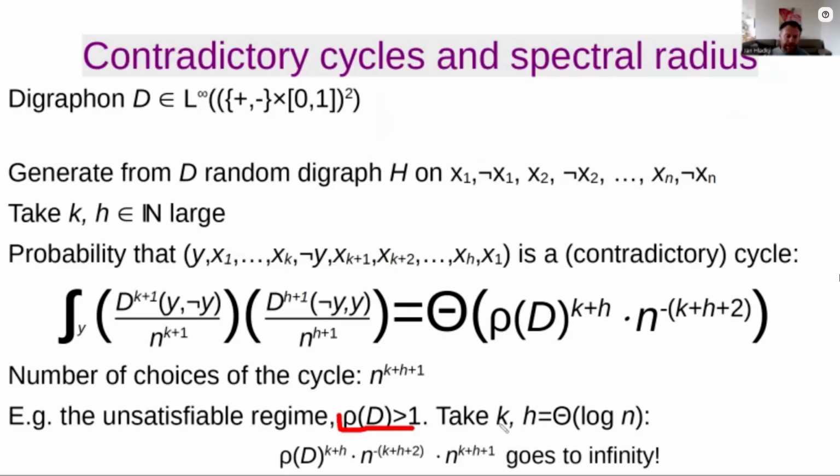Okay. So what you get in the unsatisfiable regime, so if your digraphon has spectral radius strictly more than 1, then by taking k and h to be logarithmic, you get that the expected number of contradictory cycles goes to infinity. Okay, so in this case, you do get, in expectation, infinitely many contradictory cycles. You need to do some sort of second moment argument to get that asymptotically, almost surely there is at least one. Of course, in the satisfiable regime, when rho is smaller than 1, things are even easier. And what you get is that the expected number of contradictory cycles goes to 0, and hence there is none by Markov inequality. So that concludes the proof of the theorem.